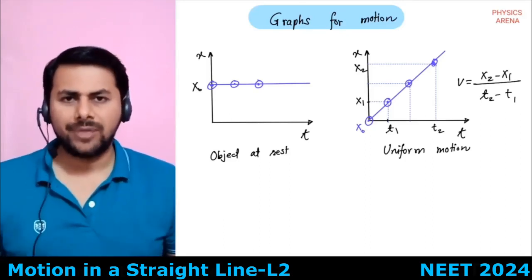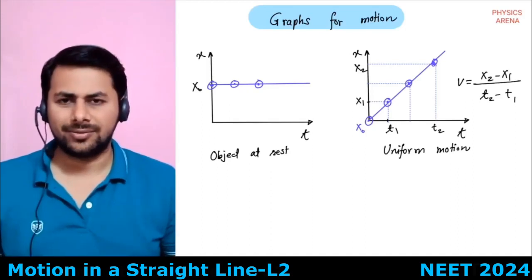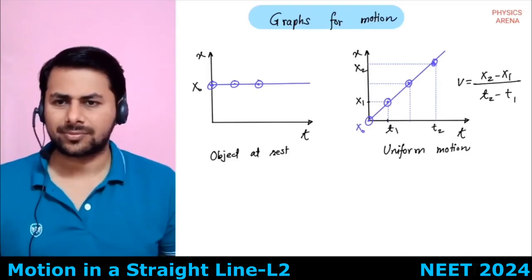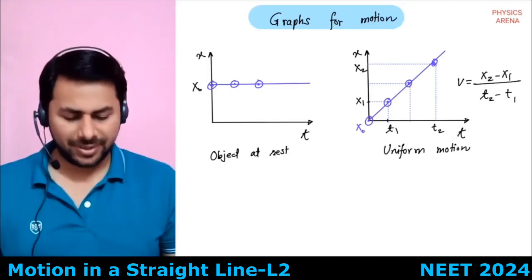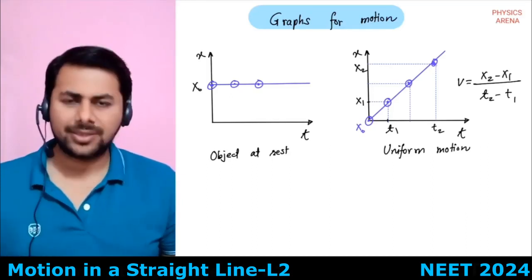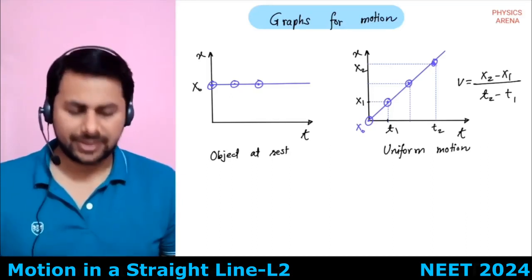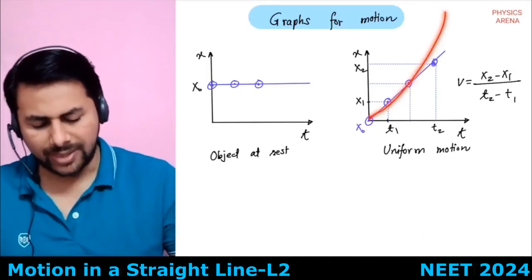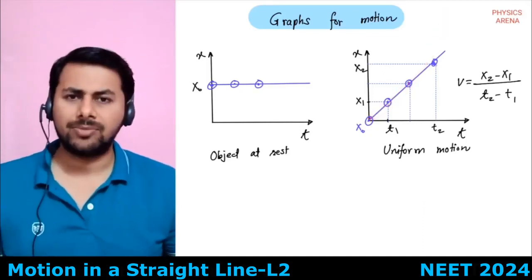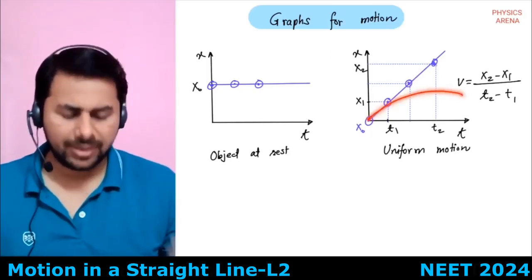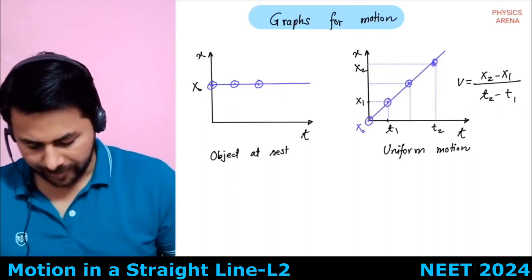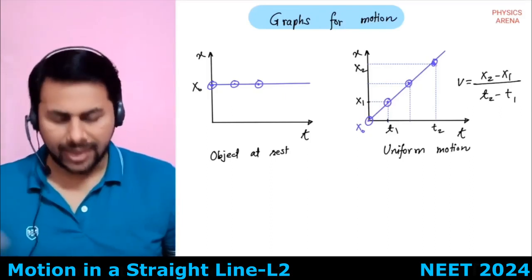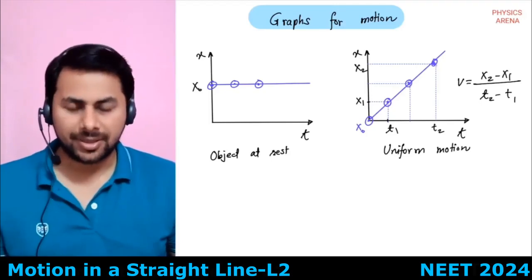Now what if the velocity is increasing? What will happen? The graph will be curved, right? So if velocity is increasing, it will cover more distance in the same time. So the graph will be like this. What if the velocity is decreasing? Then the graph will be like this. This is for velocity decreasing. So I can draw uniformly accelerated or uniformly retarded motion.